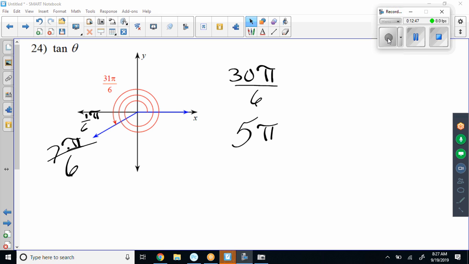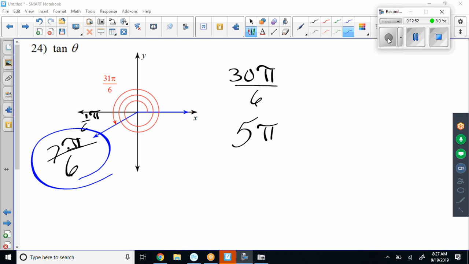So what would be the tangent of 7 pi over 6? Well, that would be what? What's our tangent calculation? Y over what? Sine over cosine, right? So what is that?